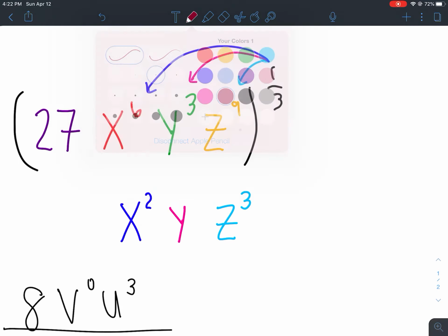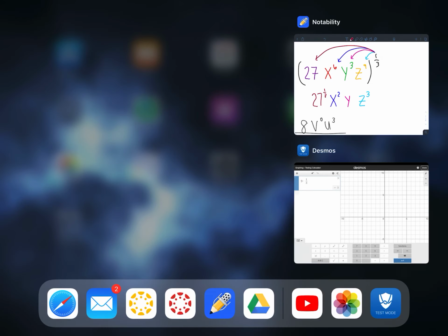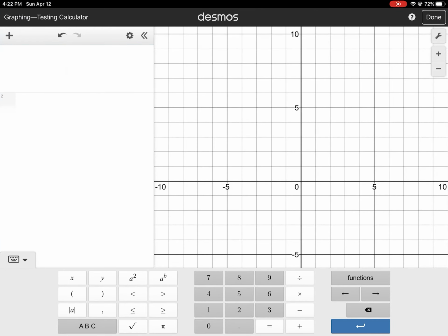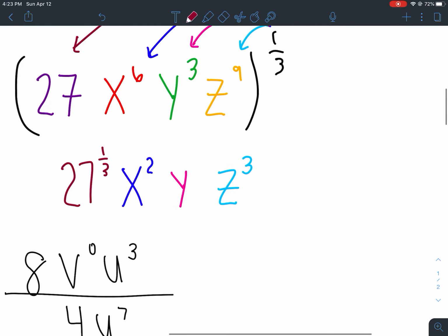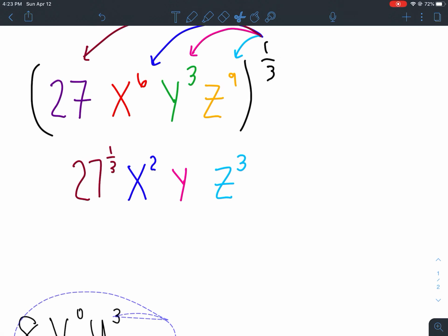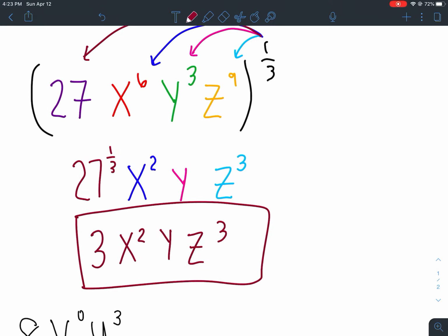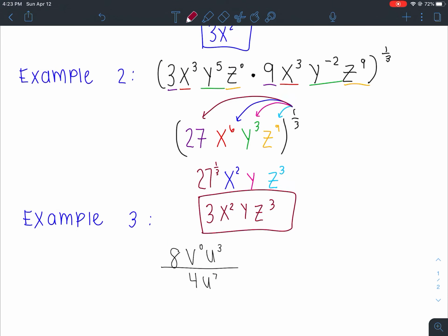And then lastly, we have 27 to the 1/3. It is not 27 times a third, people. It is not. It is 27 to the 1/3. So 27 to the 1 divided by 3, it equals 3. Okay, so 27 to the 1/3 equals, let me move this problem down, it's a little too high, 3, and then we have x squared yz cubed. And that is in simplest form because we only have one of every base.